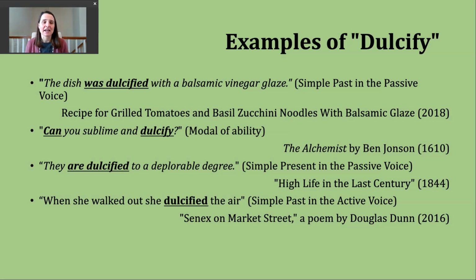The second example I have here: can you sublime and dulcify? This is an example of a modal. So I've got the modal can. This is for ability. This is a really old example from 1610 from a particular novel. And you might be looking at that sentence and thinking, I have no idea what this means. So here, the word sublime is being used to mean that one's morals or spiritual sense are being elevated to some high degree of excellence.